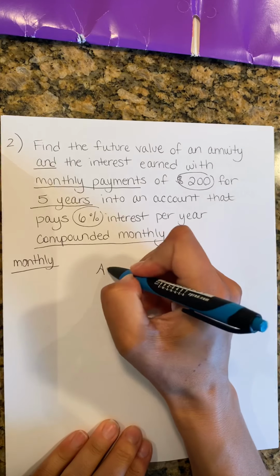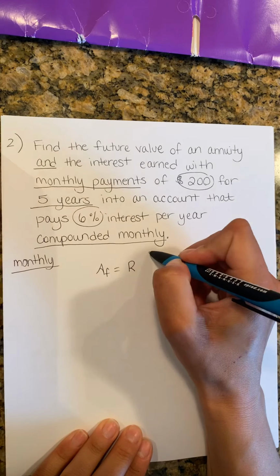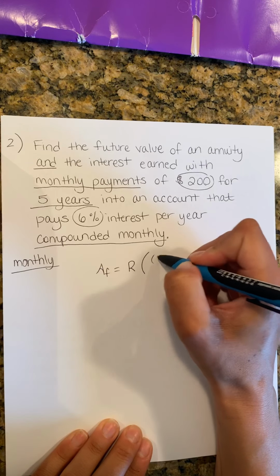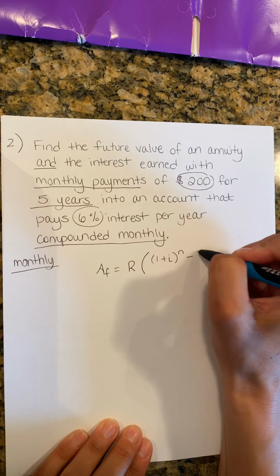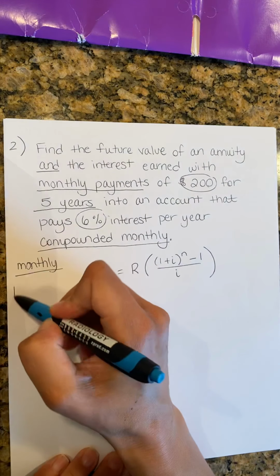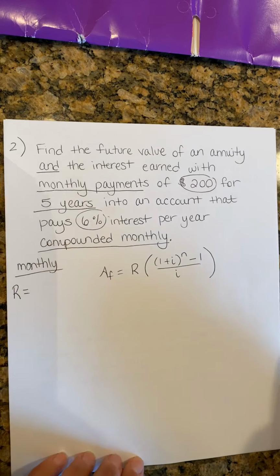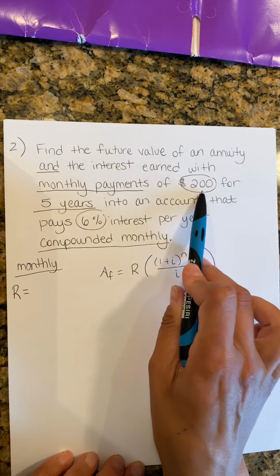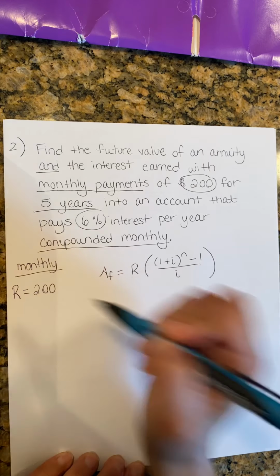Okay? So first thing I'm going to do is write down my formula so I have it on this page: 1 plus i to the n minus 1 over i. Now, our recurring payment is monthly. We are making monthly payments of $200. So our R is 200.